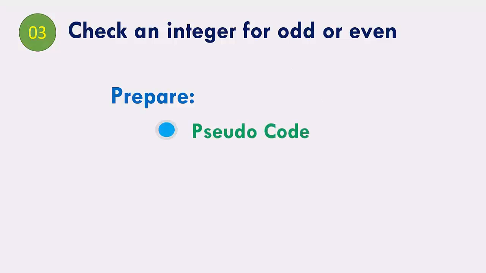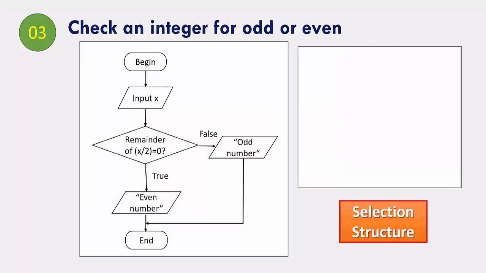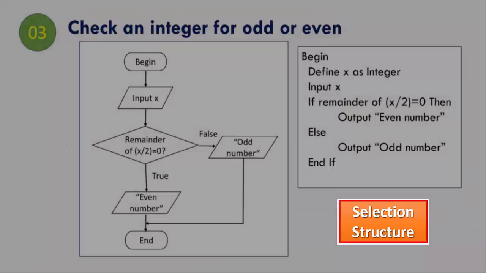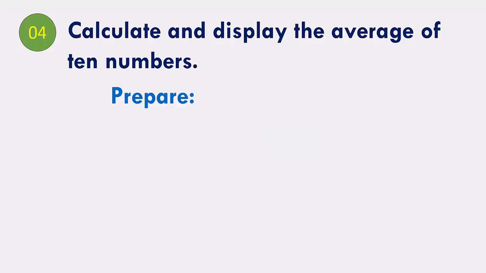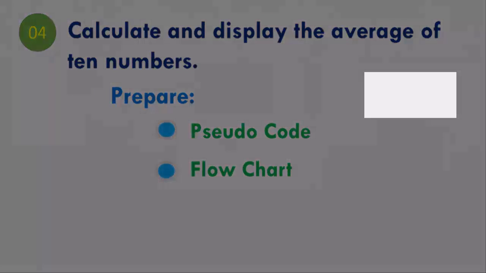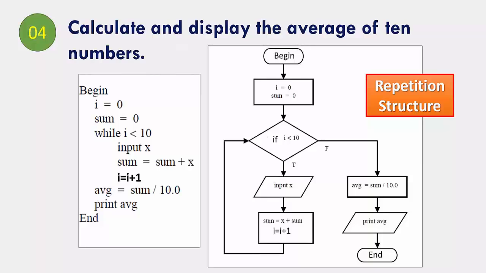The next one is a selection structure program. The expected result is a message saying the given integer is odd or even. This program has a selection structure with an if condition. The fourth example is an example for repetition structure. It displays the average of 10 numbers which I have discussed earlier.